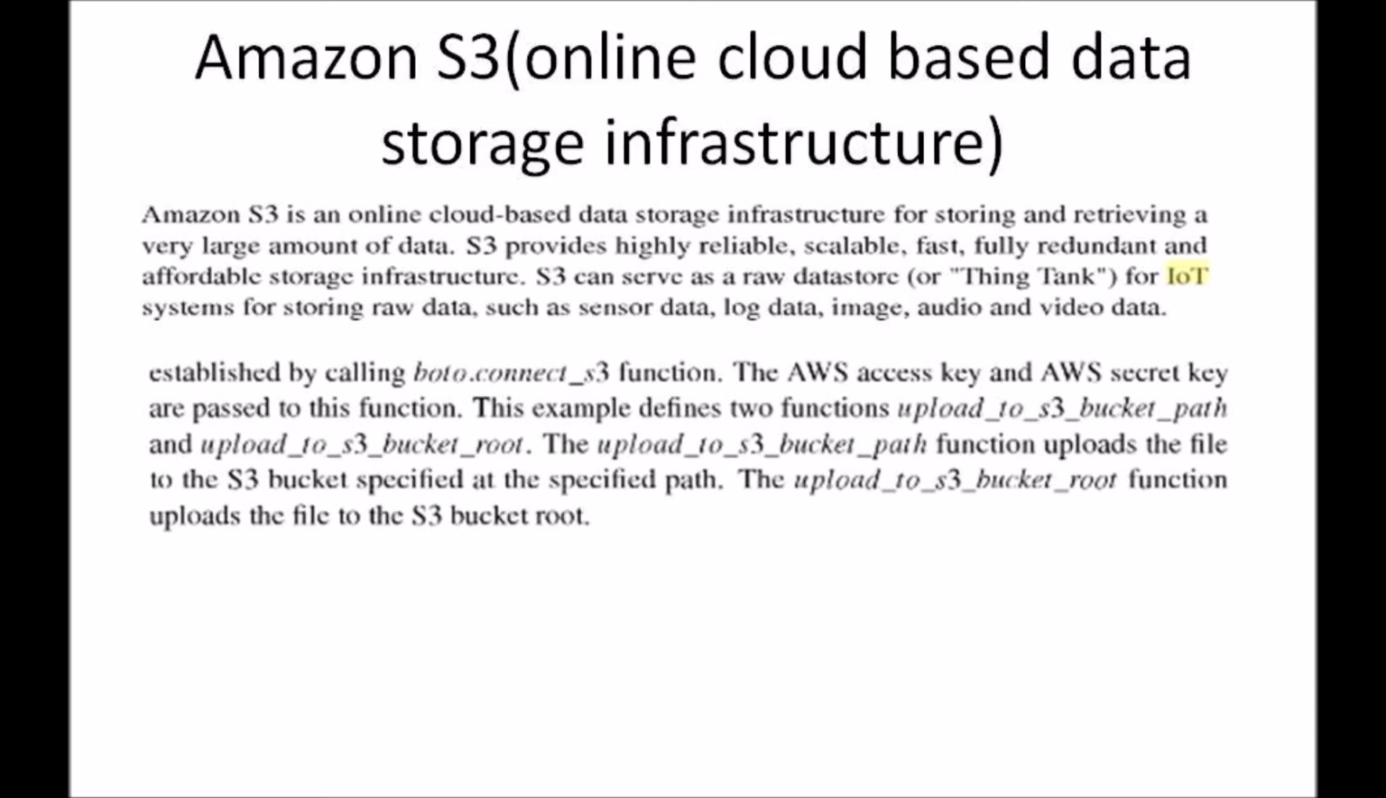Now, with respect to how to get access to this, the first thing is to use a function called connect S3 in order to get connected to the service. As we saw in the previous slide, here also you pass two attributes to the function: the access key and the secret key. Then there are two important functions which you call appropriately. The first one is upload to S3 bucket path, and the next one is upload to S3 bucket root.